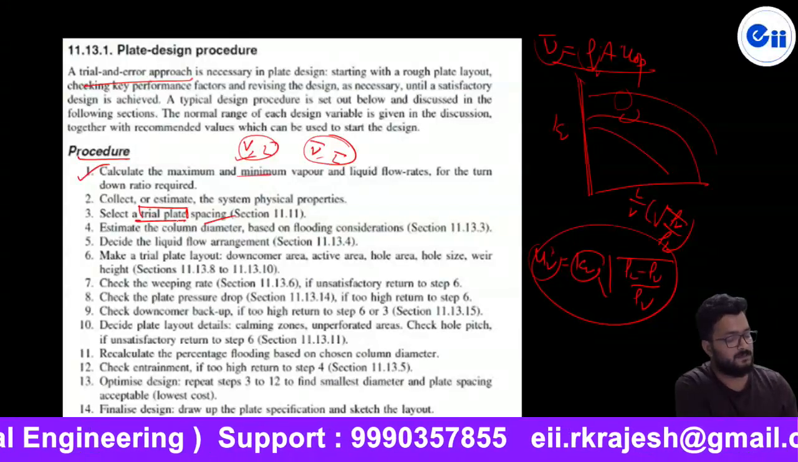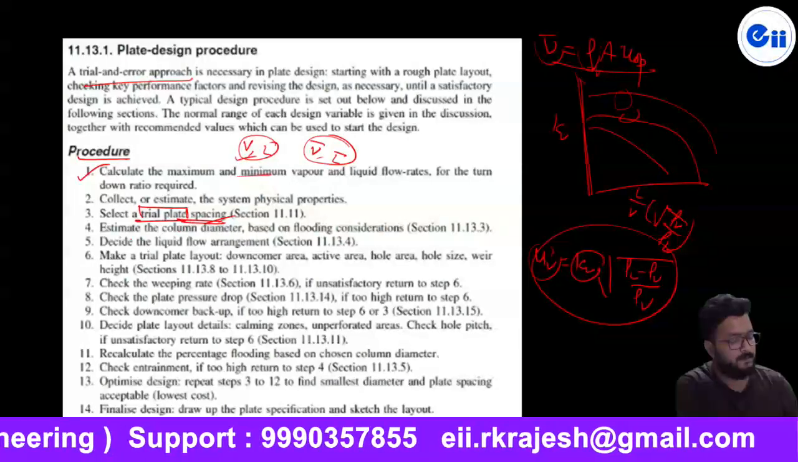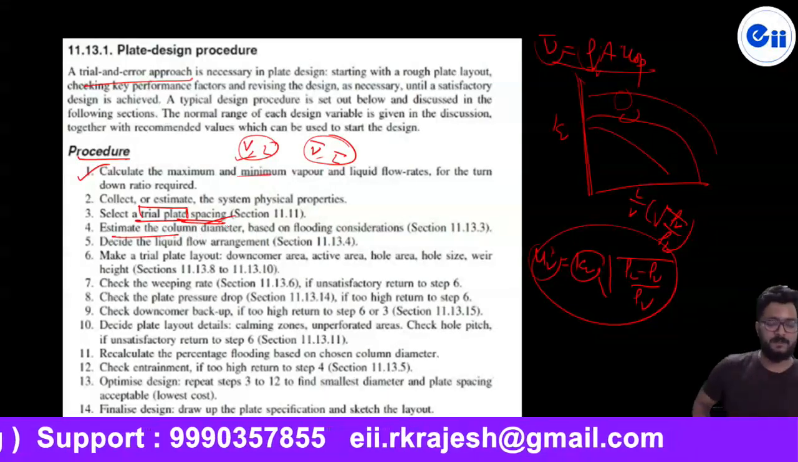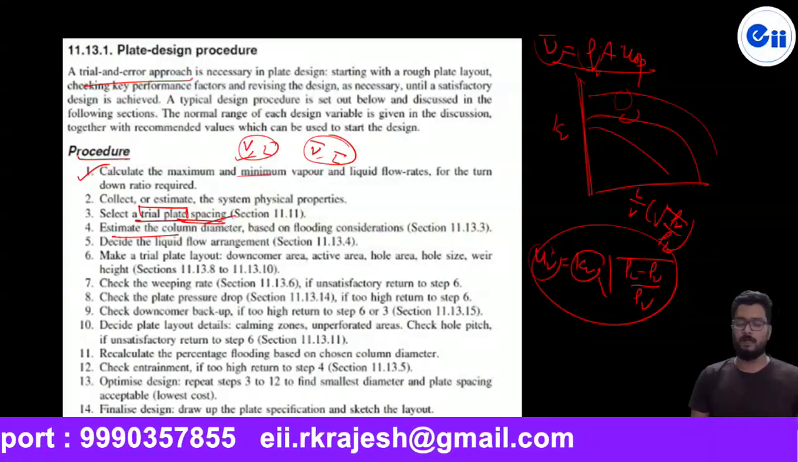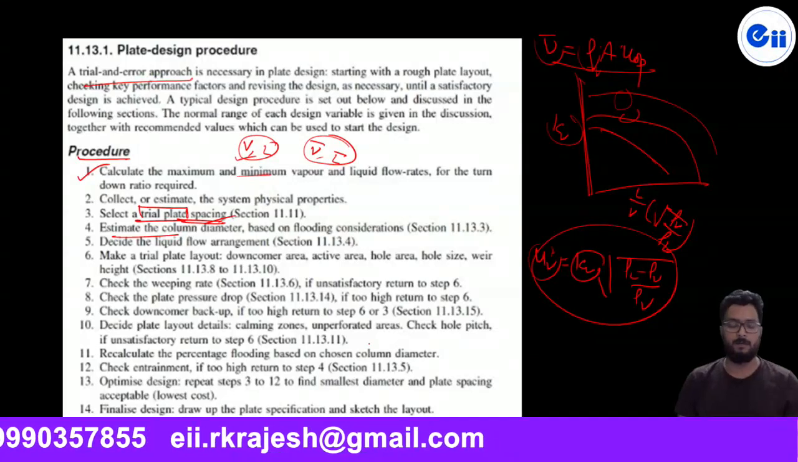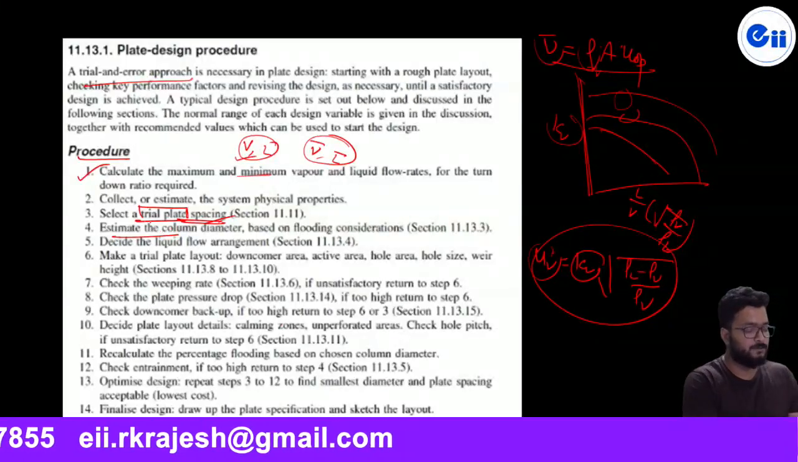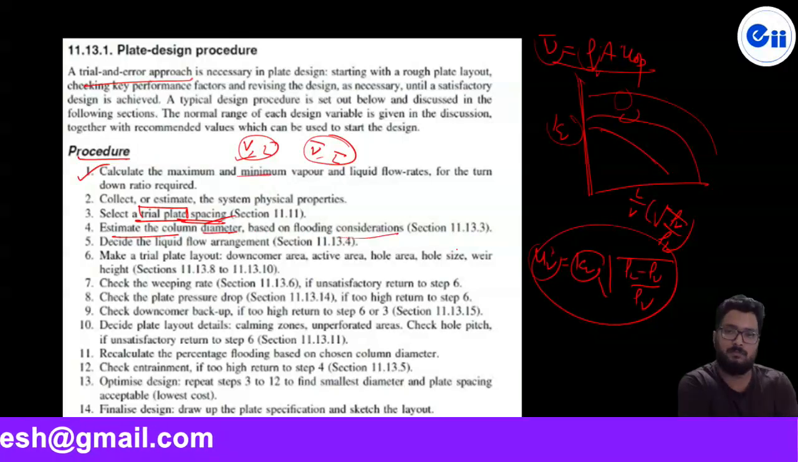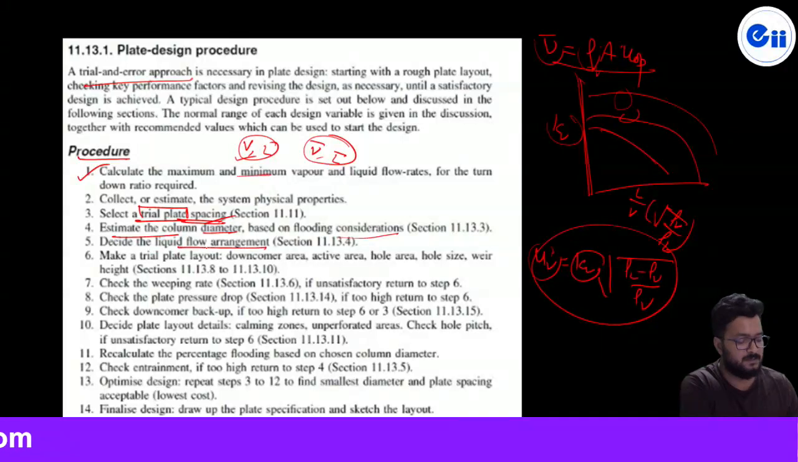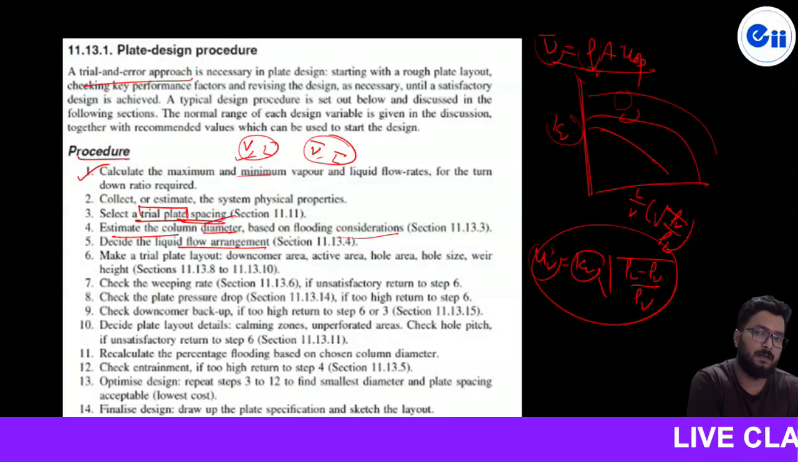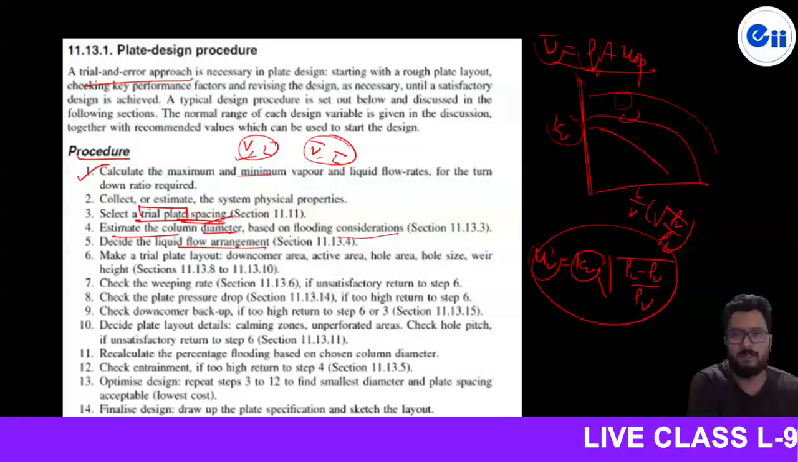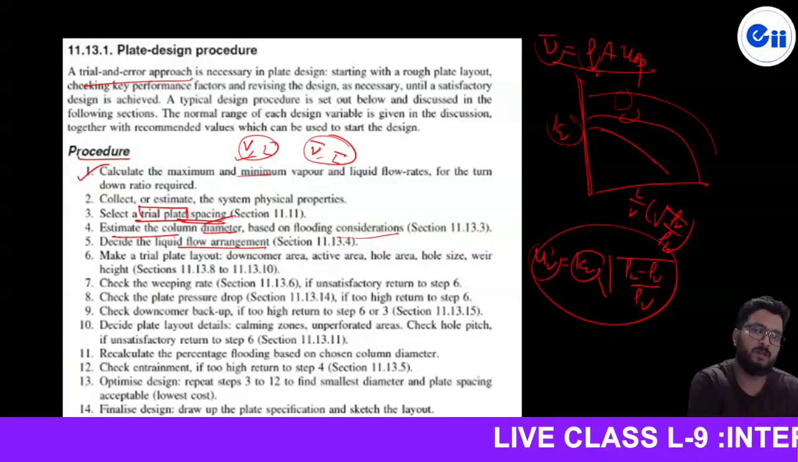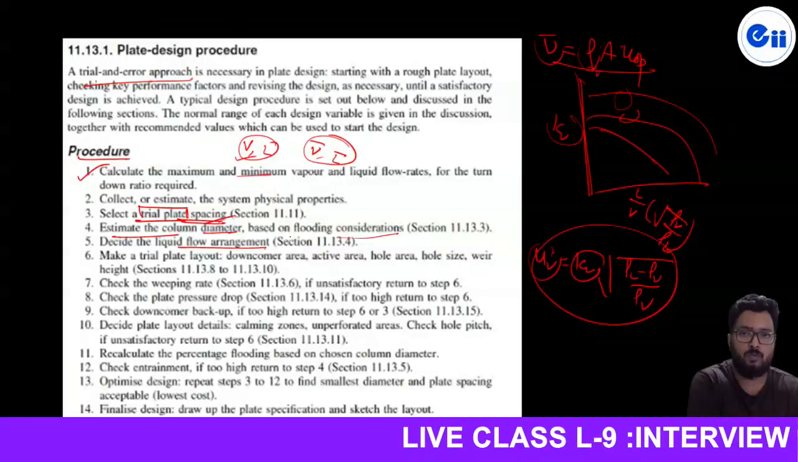So the third step is to trial the plate spacing, and thereafter estimate the column diameter. Why is plate spacing required? In order to calculate the value of kV. I told you all these things are based on the flooding consideration, and thereafter decide the liquid flow arrangements. What types of liquid flow arrangements should be there over the tray? That is going to be decided on the basis of liquid flow rate and the diameter of the column. That's why it is very important, it is a clue.